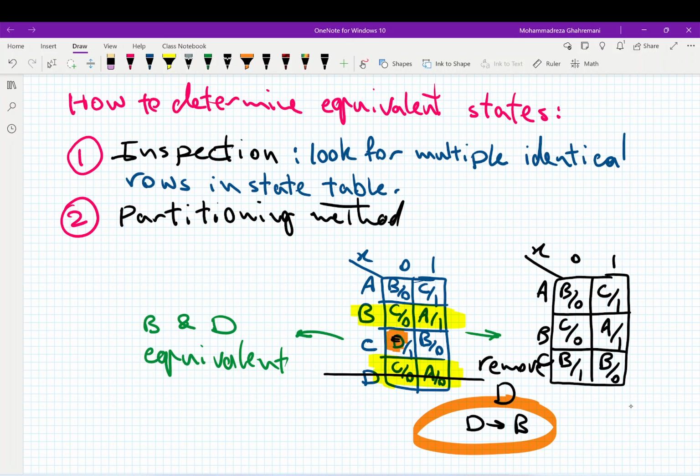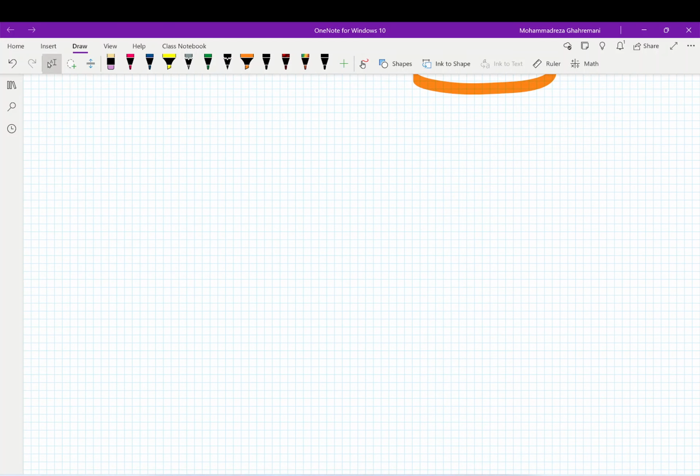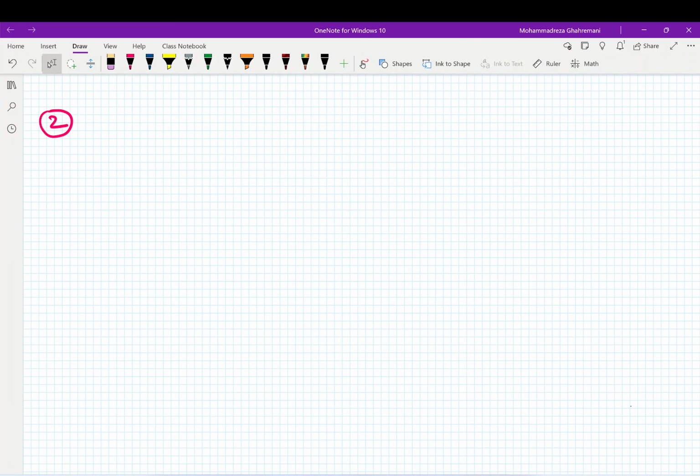Okay, so the second method which we are going to learn is partitioning. Partitioning has some definitions. First, I prefer to write the definitions for you, and then we are going to do some examples and see how this partitioning works. So let's go with some definitions for partitioning methods. Okay, so first of all, what is a partition?